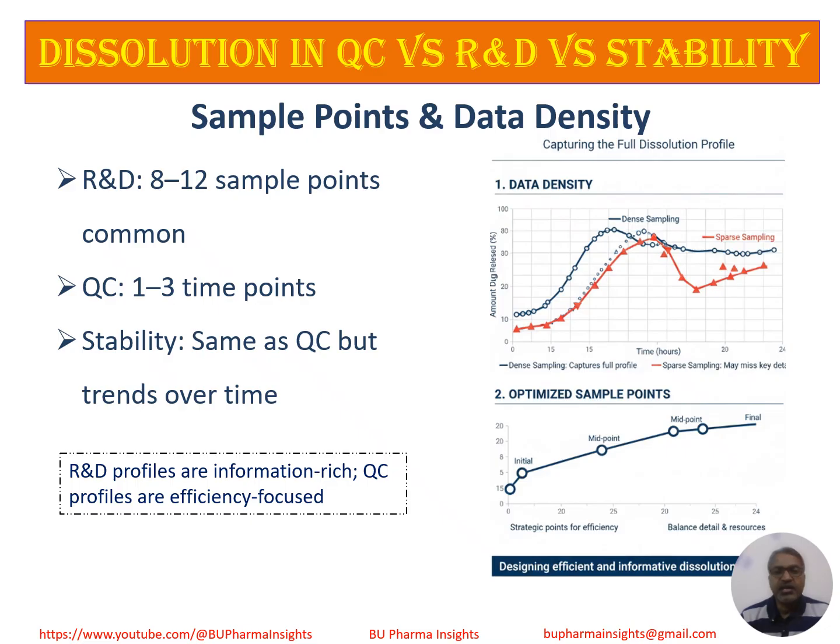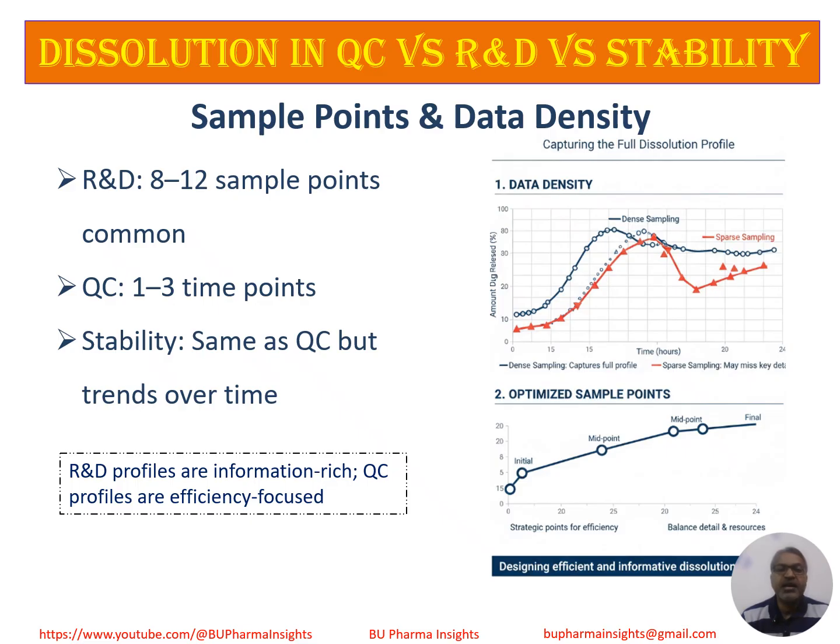Sampling strategy also changes across the life cycle. In R&D, dissolution profiles are information rich, with 8 to 12 sampling points commonly used to understand release kinetics and mechanism. In QC, dense sampling is not practical or necessary for routine batch release. QC typically uses 1 to 3 validated time points, focusing on efficiency and consistency.